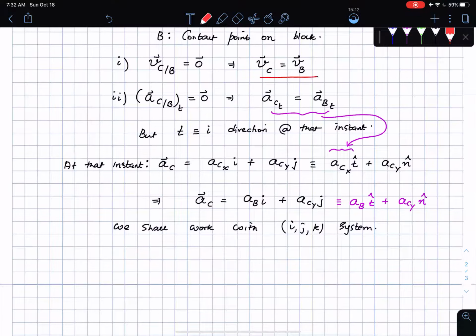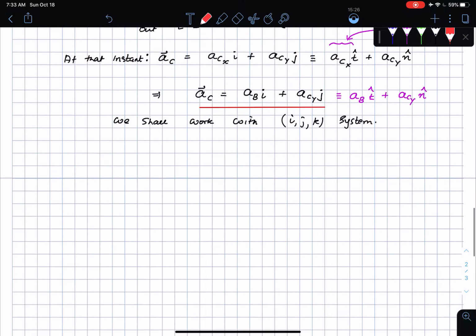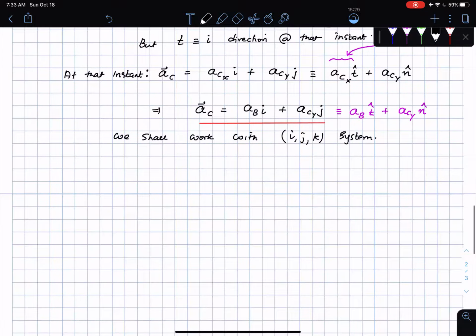Velocity of C is the same as the velocity of the block, and then this is the acceleration of C. I have written it in terms of the acceleration of the block, and I know that the block is accelerating only in the horizontal direction. So now I'm going to make use of the information given to me, from the information that is given.